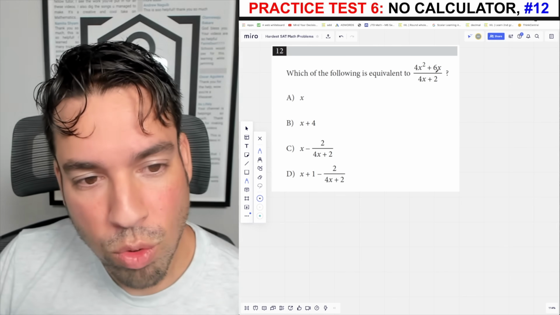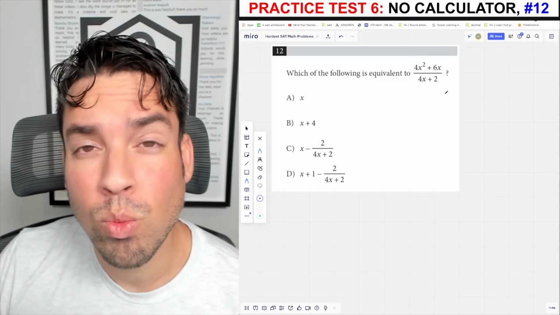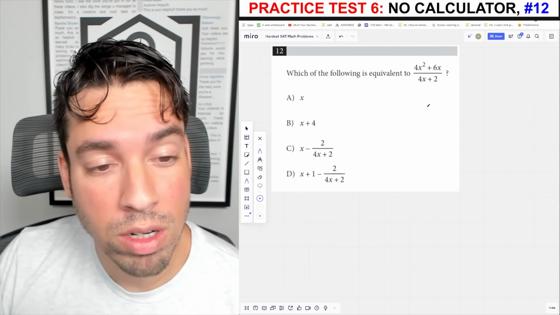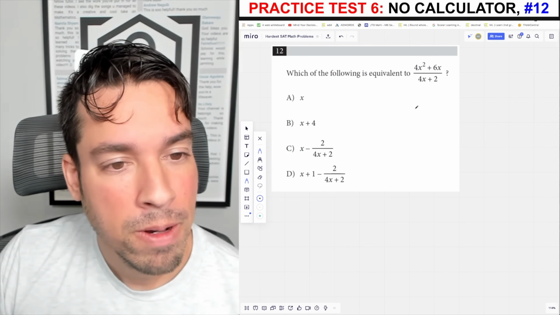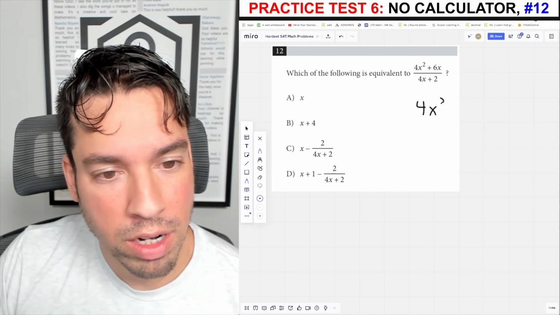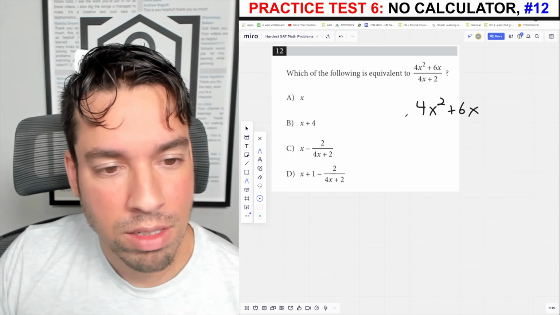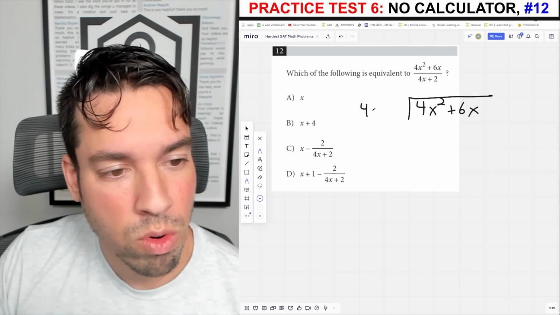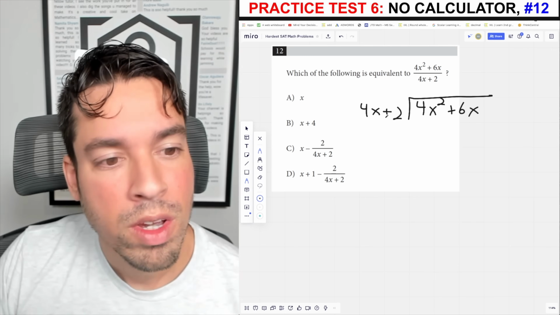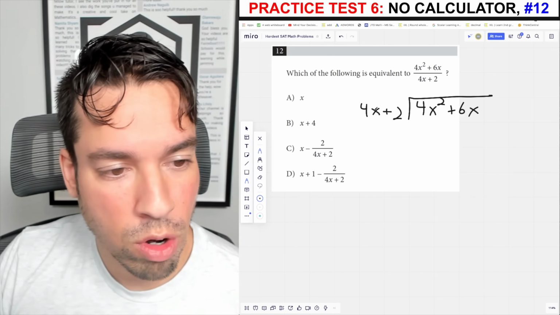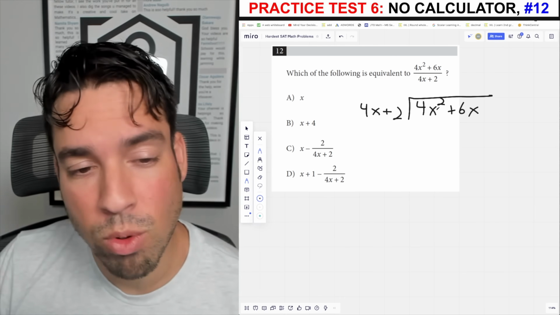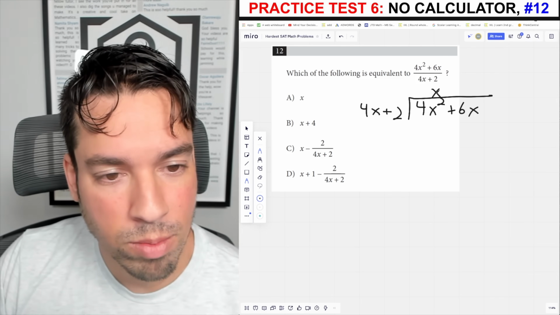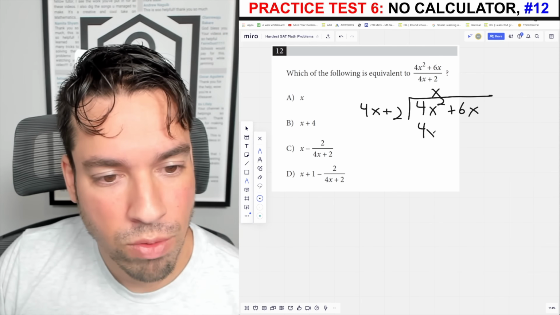Which of the following is equivalent to this guy? So what is this problem? This is a long division, a polynomial division problem, and that's the best way to approach this. So I'm going to show you how to set it up. We've got 4x squared plus 6x divided by 4x plus 2. When we do polynomial division, all we do is look at the leading term. So first I see how many times 4x goes into 4x squared. Well, it goes in x times because x times 4x is 4x squared.